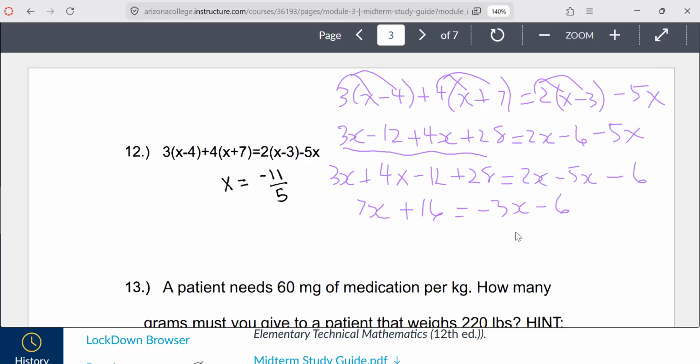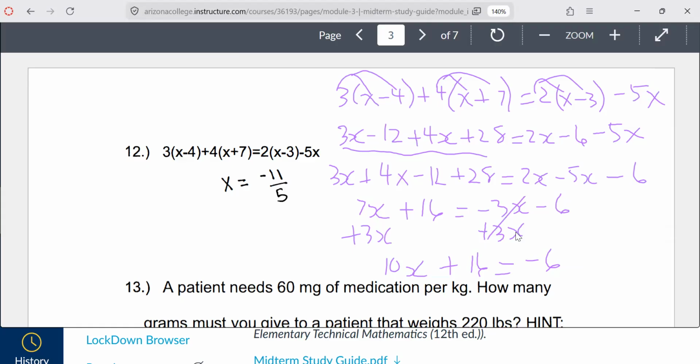So I'm going to bring the 3x over to the 7x. And because it's negative, I'm going to add. So this and that. So I've got 10x, that is 7x plus 3x plus 16 equals negative 6.